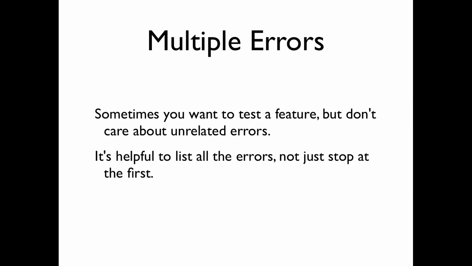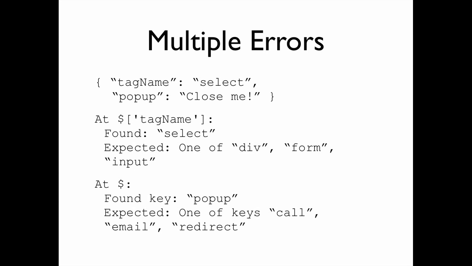Sometimes you want to test a feature, but you don't care about unrelated errors. You don't want to see all of them. We had this problem where some people were working on part of the code, and some of the new stuff they were doing didn't validate, but they wanted to test. Or some of the new stuff somebody else put in didn't validate, but they wanted to test their stuff. So it's helpful to list multiple errors just like you would from a compiler. So it does handle that.